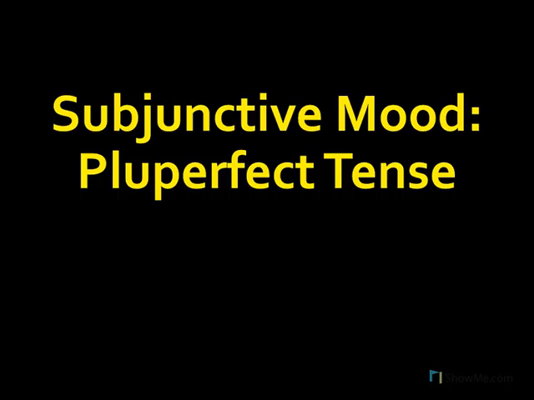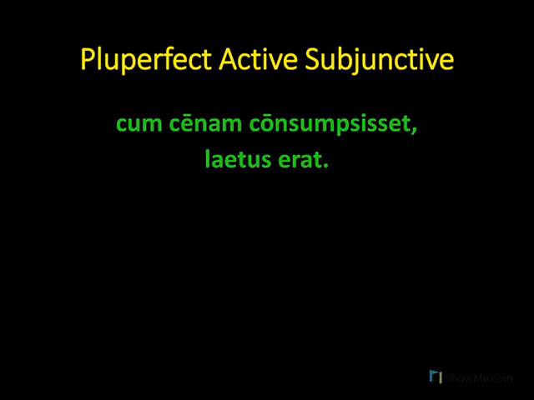In this video, we will discuss how to form the pluperfect tense of the subjunctive mood. Let's start with a brief example. Cum cenam consumsisset, laetus erat.